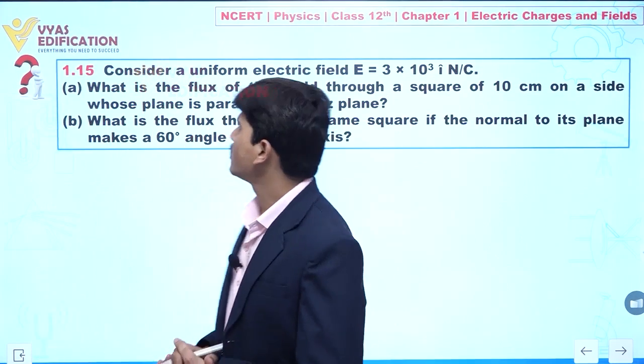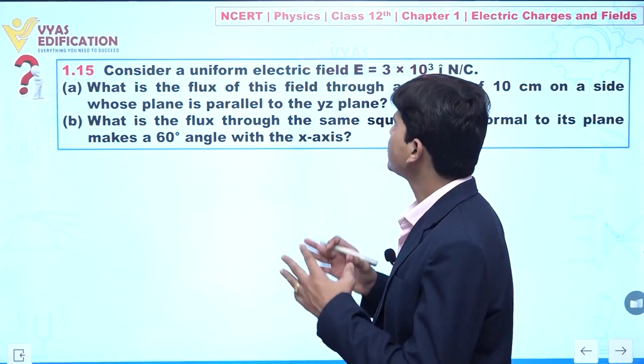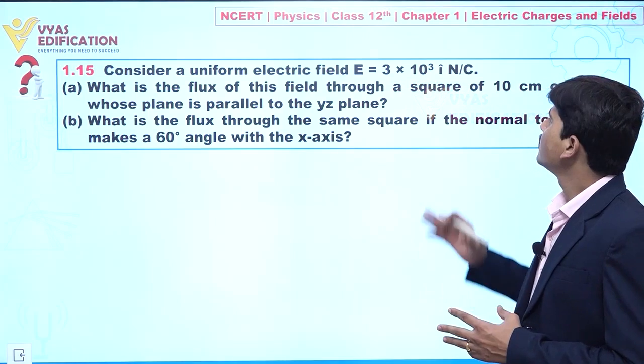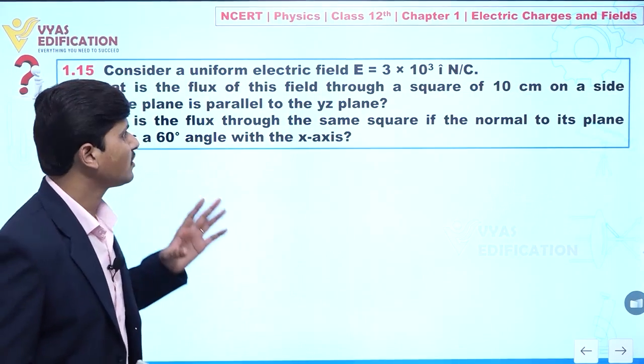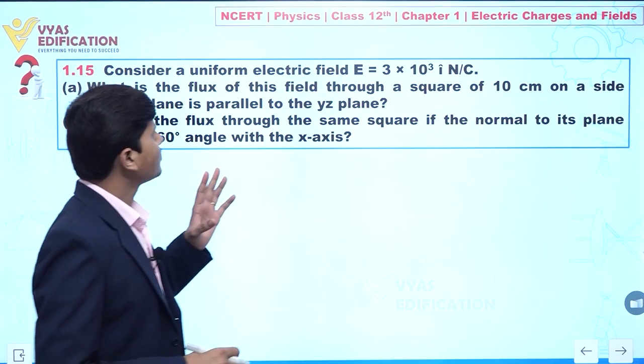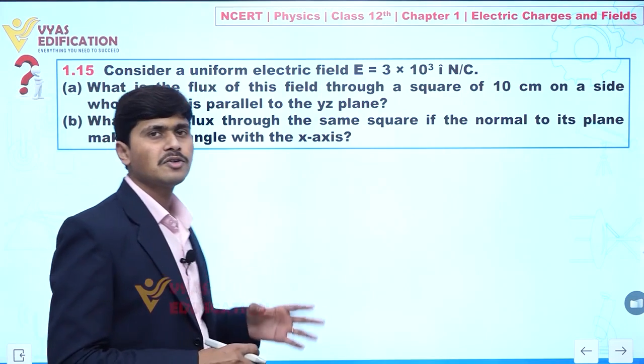Now we are going to solve question number 1.15. In this question it is given: consider a uniform electric field E equals 3 into 10 to the power 3 i cap, meaning the electric field is acting in the positive x direction. What is the flux of this field through a square of side 10 centimeter whose plane is parallel to the YZ plane?